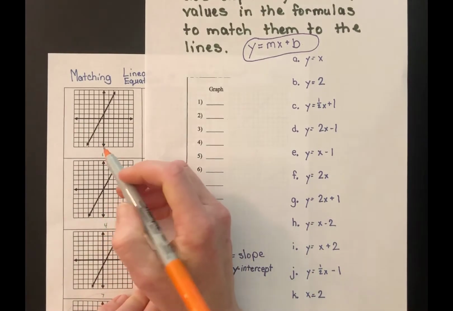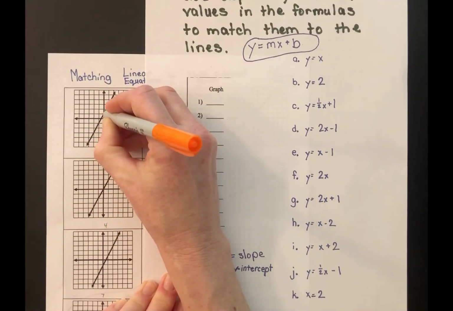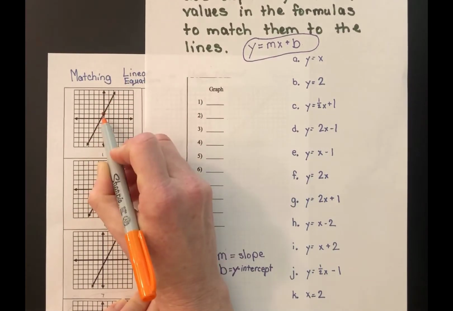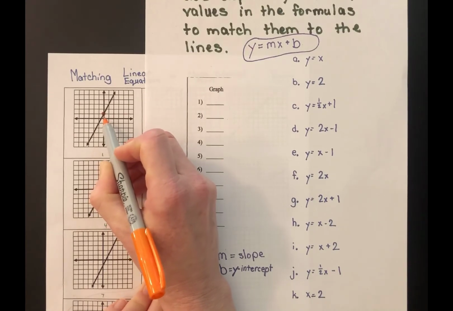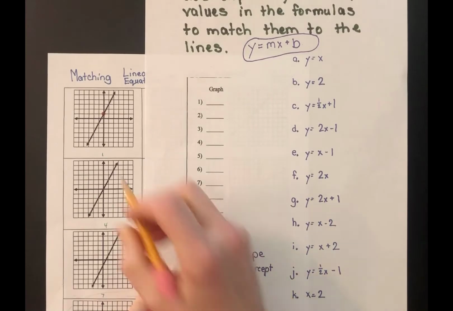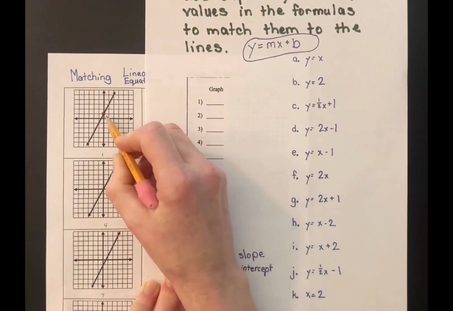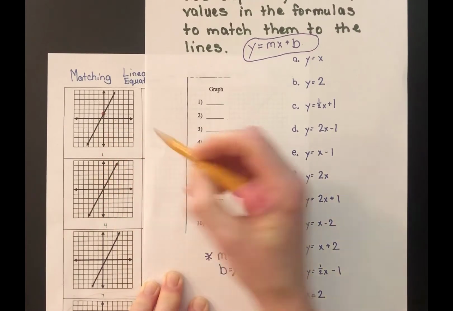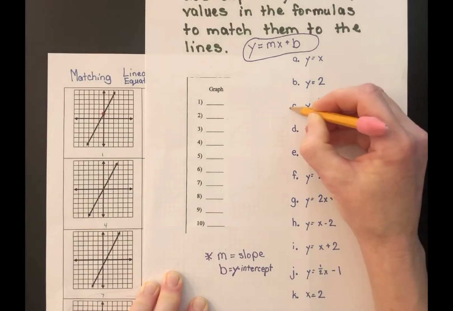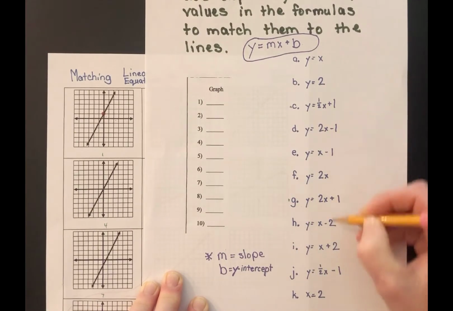Let's see, the y-intercept is the easiest, and I see that the y-intercept is right here. It intersects the y at 1. So that tells me when I come over here that I'm going to need a 1. Now this is a positive 1 because it's above the x line. So it could be C or G.